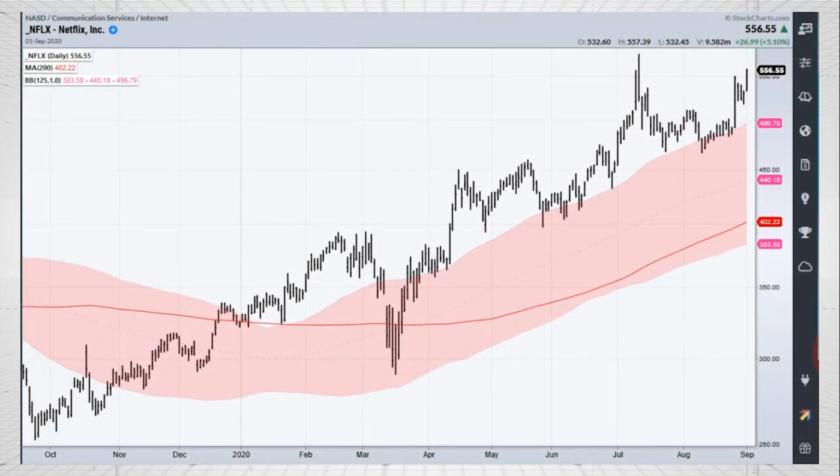The Bollinger Band breakout is a typical trend following strategy. Here I've got Bollinger Bands 125, 1. That middle line is the 125-day moving average. The upper band is one standard deviation above, and the lower band is one standard deviation below. When you break above that upper band, that's your trend following buy signal, and you ride that trend until you break below the lower band.